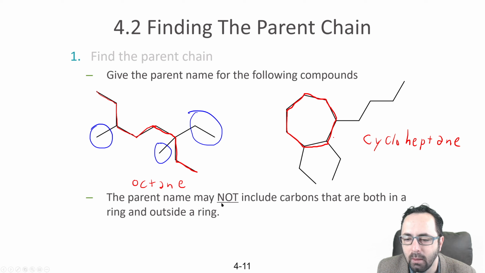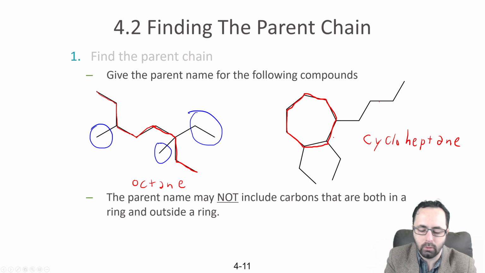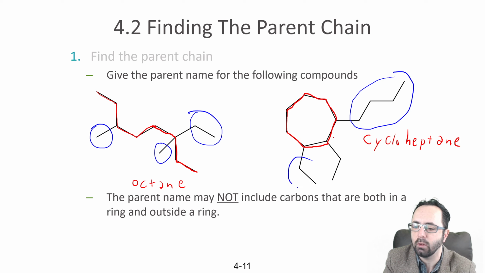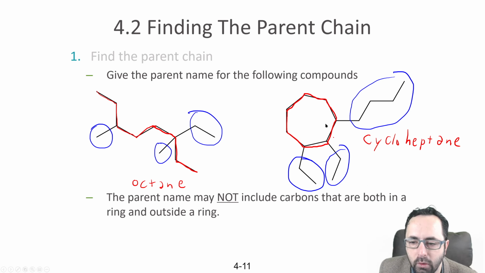Note that the parent name cannot include carbons that are inside a ring and outside a ring. So what you're doing is you're comparing the number of carbons in the ring to the number of carbons in the longest chain outside the ring. And we'll have a few more examples of that. But the longest chain here is the ring, 7 carbons. This branch here only has 1, 2, 3, 4. So this is a branch with 4 carbons. This is a branch with 2 carbons. This is a branch with 2 carbons. So all of those are less than 7.